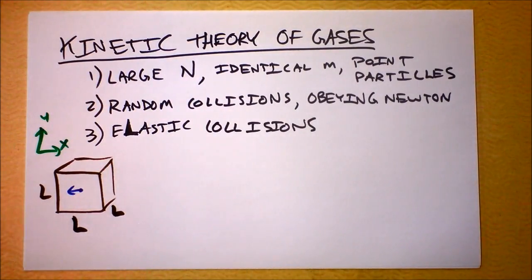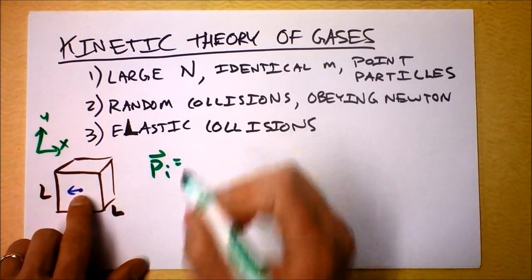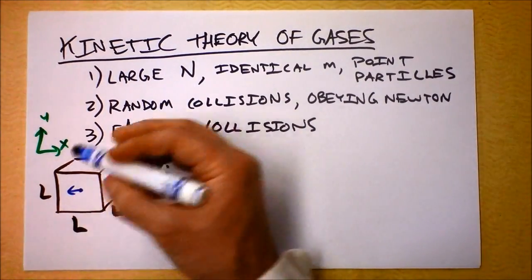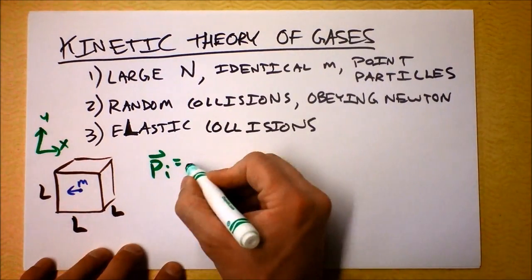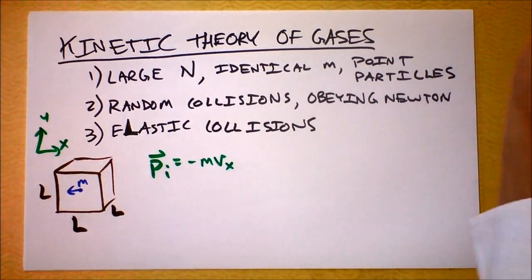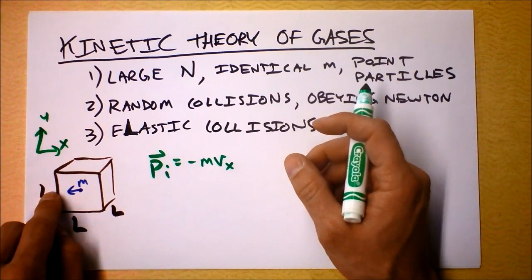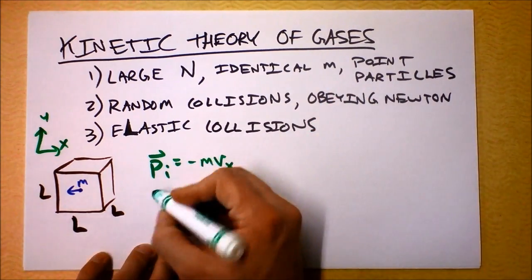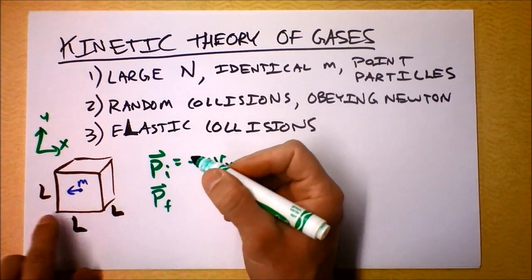And I'm going to say that the initial momentum of my speck of matter, let's say that it's got a mass m, the initial momentum of that speck is going to be negative m times v in the x direction. I don't care how fast it's going. But the thing is, this speck is going to hit the left wall. And after it hits the left wall, it will be going the other direction in the x direction.